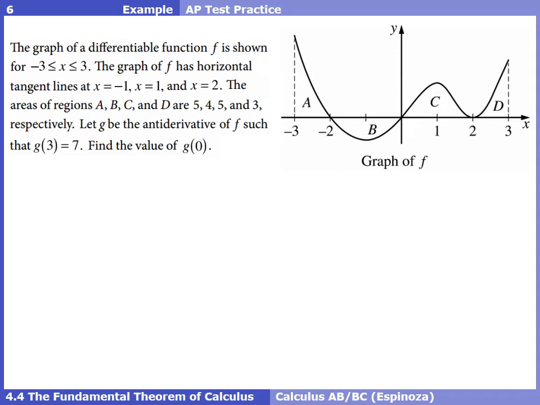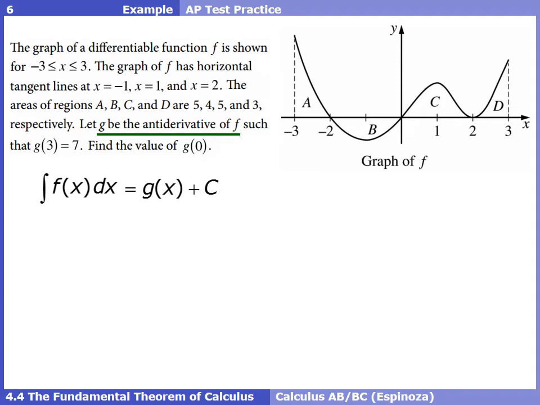We're going to let g be the antiderivative of f, such that g of 3 is equal to 7, and we want to find the value of g of 0. So in an ideal world, we would have been given the function g so that we could plug 0 in. Unfortunately, we don't have that. The one thing we have here that is very, very important is that they tell us that g is the antiderivative of f. Or in other words, if I were to integrate the function f with respect to x, I would get the function g plus c.